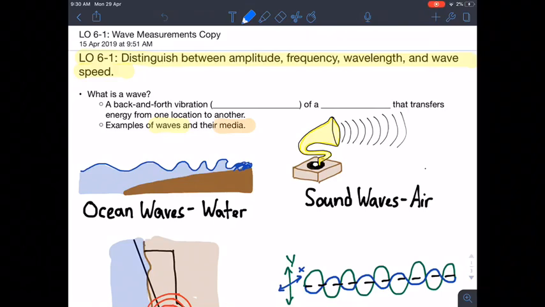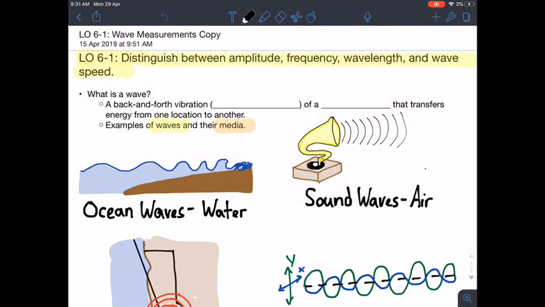All right, so today we're going to be talking about Learning Objective 6-1, which is about wave measurements. In this learning objective, you're going to learn how to distinguish between amplitude, frequency, wavelength, and wave speed. But since this is the beginning of the unit on waves, we first need to talk about what a wave is.